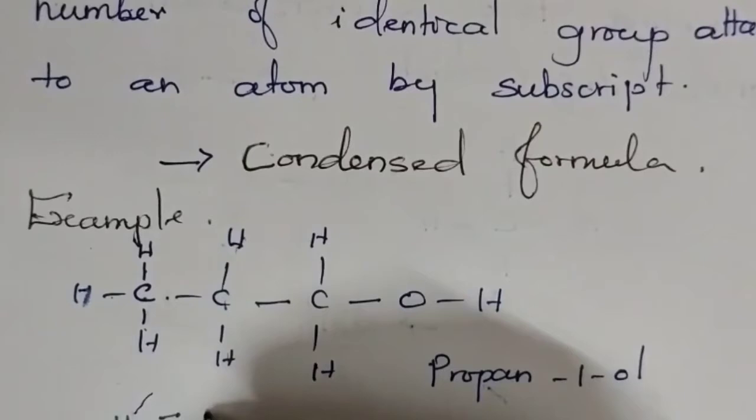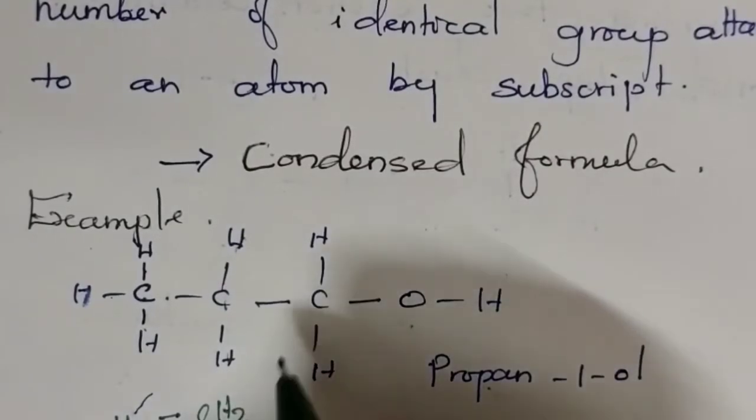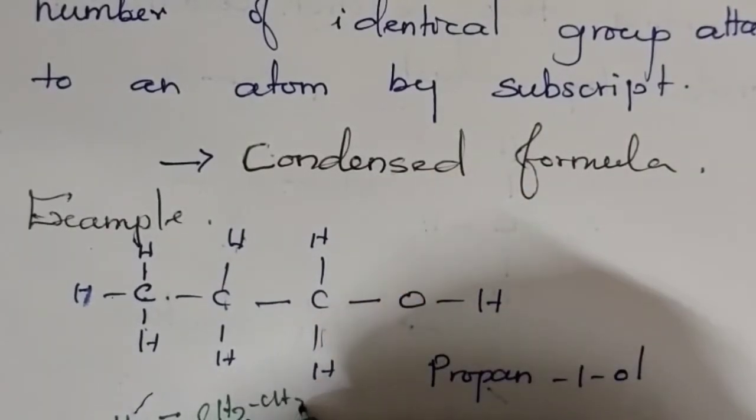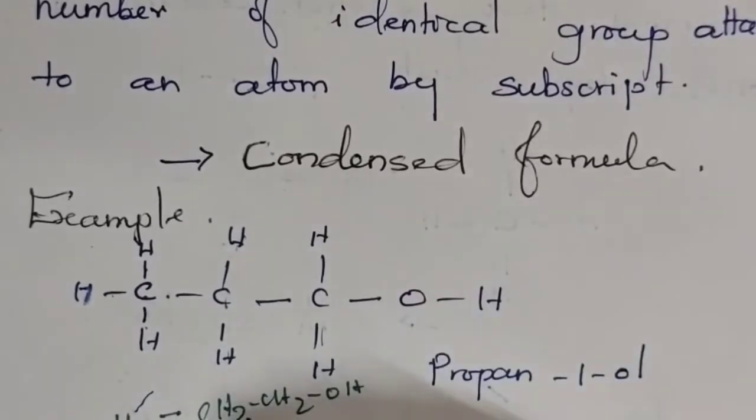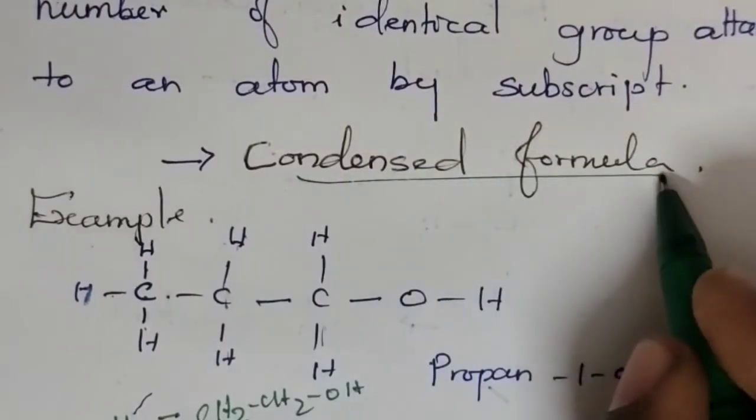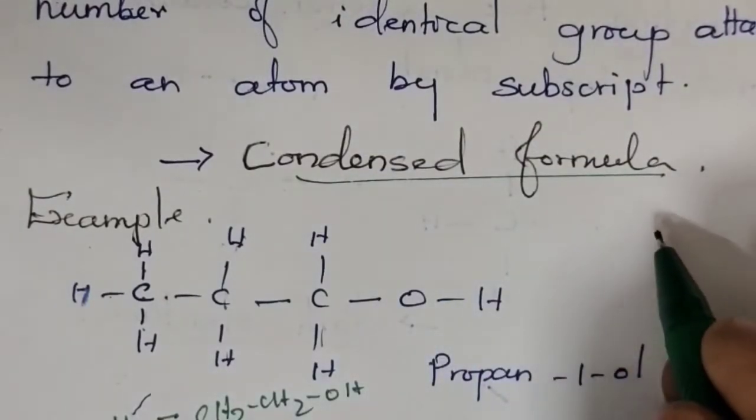So C, 2 hydrogen atoms, so it can be written as CH2. This can be written as CH2OH. So this structure is called condensed formula.